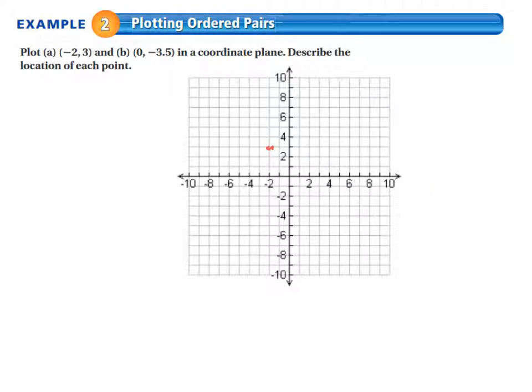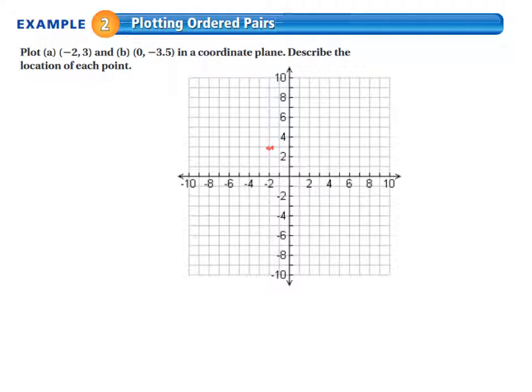Alright, so part B, we have 0, comma negative 3.5. Remember that first one tells us whether to go left or right. The second one tells us whether to go up or down. So this tells us to go over 0. We're not going to go left or right because it says to go over 0. And then it says go down 3.5. So I'm going to go down, right here would be 3. Then I got to go down another 0.5, which is halfway between the 3 and the 4. So this point is going to be right on the y-axis.